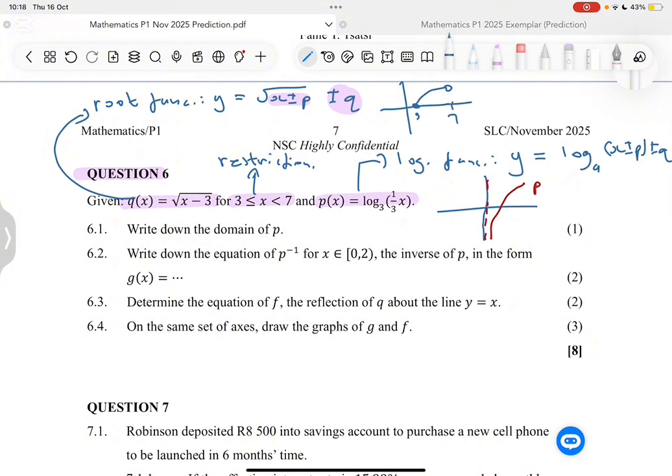So here we have a 7. Now, what I mean by this is that if you put the value of 7 here, it is not defined. You don't get an output value there.